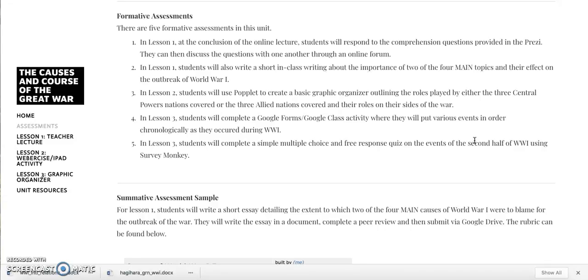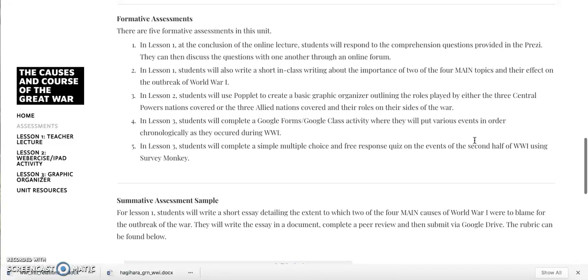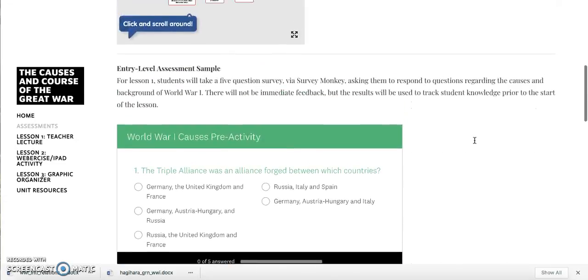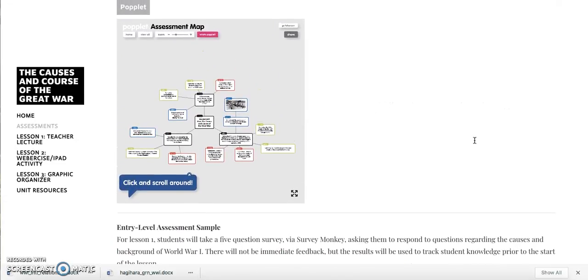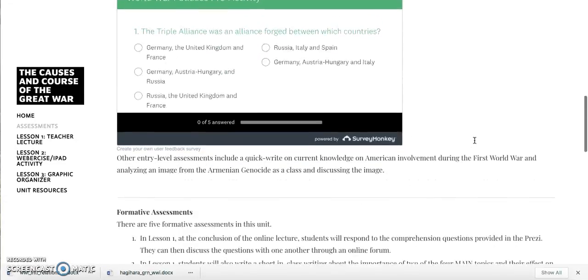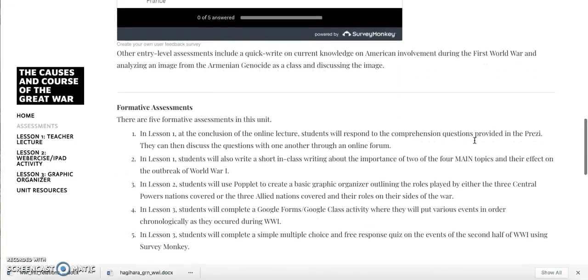In Lesson 2, the formative assessment, students will use Popplet, which, similar to this graphic above, which is a Popplet in its own right, is a graphic organizer tool. Students will complete a graphic organizer that outlines the roles that either the 3 Central Powers nations played or the 3 Allied nations played on their sides of the war.